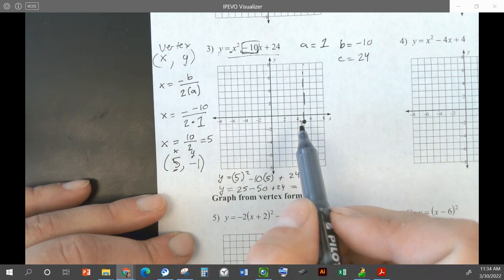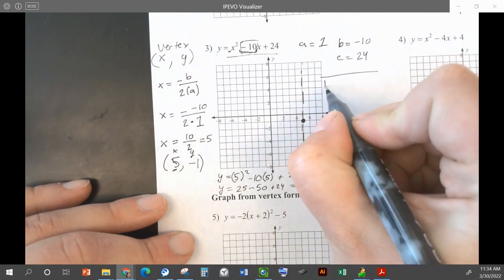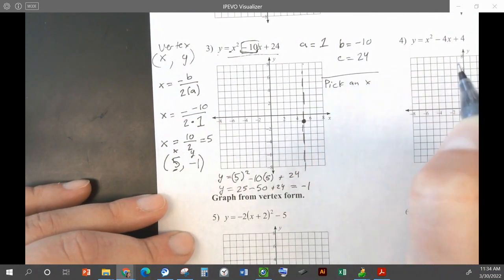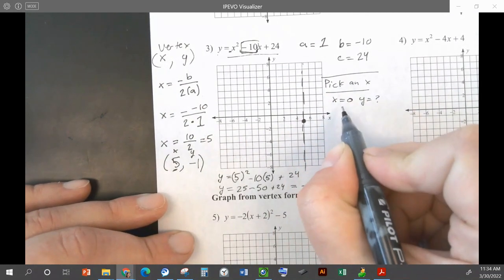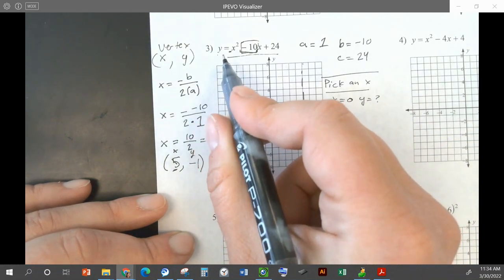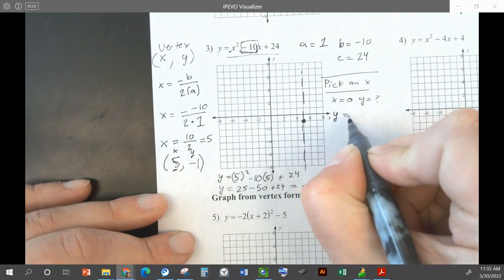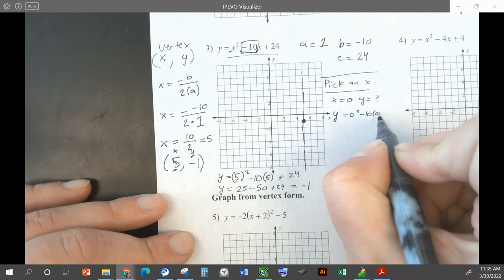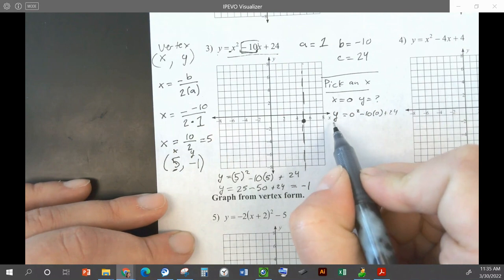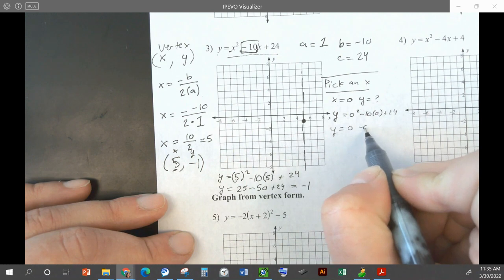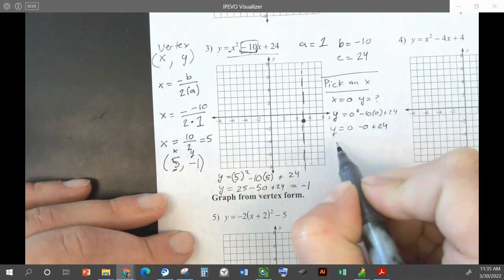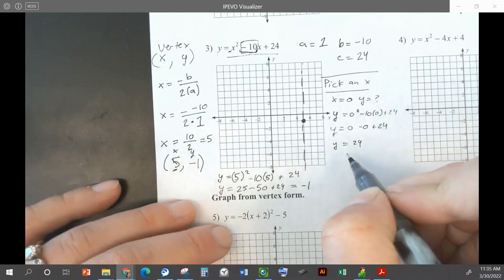We need another point. How are we going to get another point? So that is 0, that makes sense. Okay, let's try that. Pick an x. Let's try x is 0. So what is y if x is 0? We're just going to plug in x is 0. So y is 0 squared minus 10 times 0 plus 24. So y is 0 squared, which is 0, minus 0 plus 24. Y is 24. So this one's a little bit tricky.